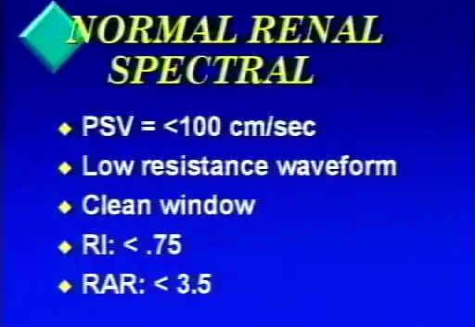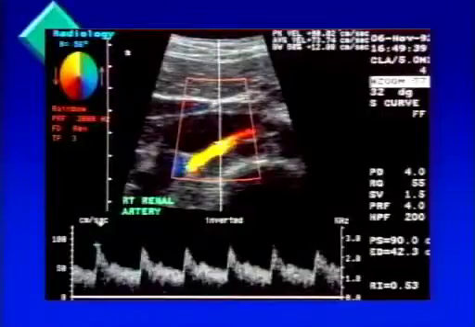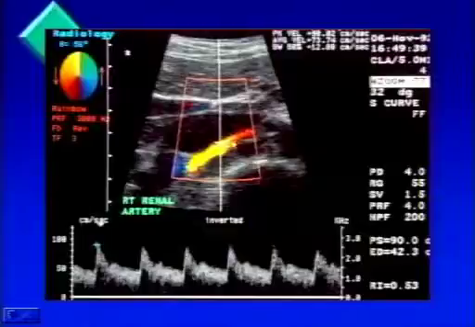And that should be less than 3.5 in the normal patient. So let's take a look at a waveform from a normal examination. In this particular example, we're actually taking the spectral Doppler in the mid aspect of the renal artery.